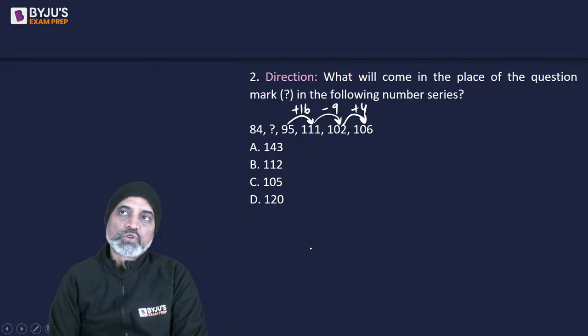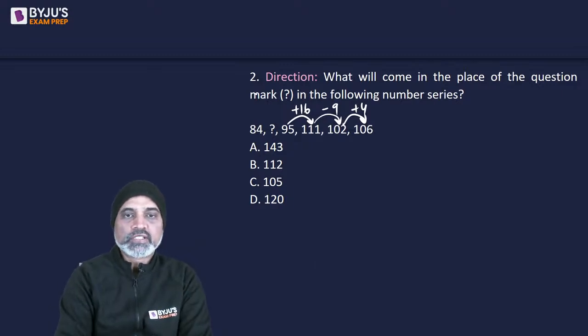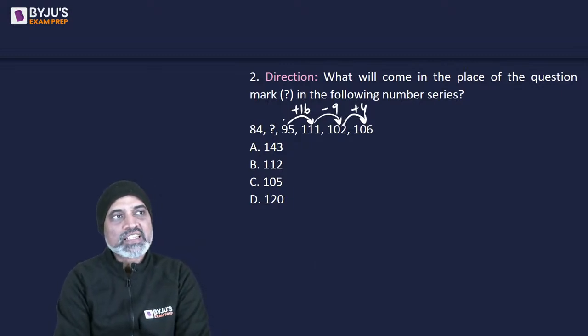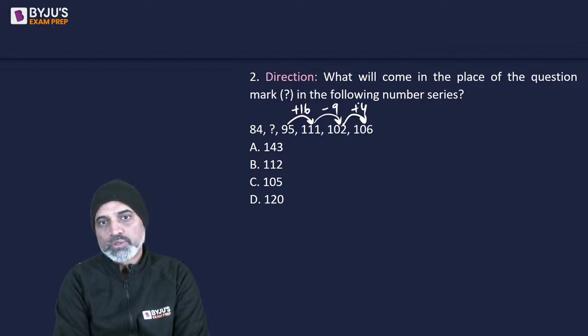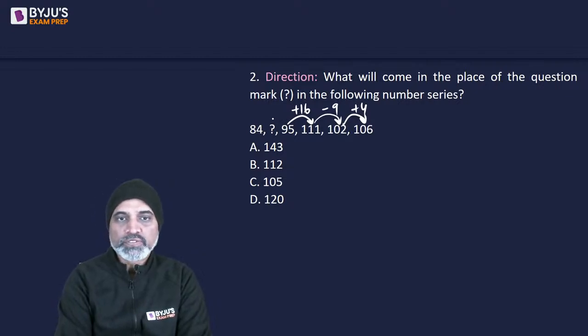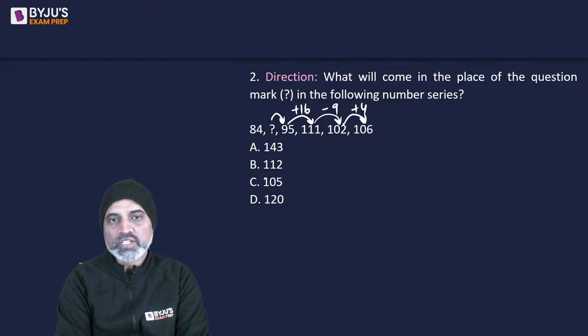If I go vice versa, 4, 9 and 16 are perfect squares: 2 square, 3 square, 4 square with positive and negative signs. So if I go by this logic, I should have minus 25, so that this should give me plus 36. So 84 plus 36 is 120.